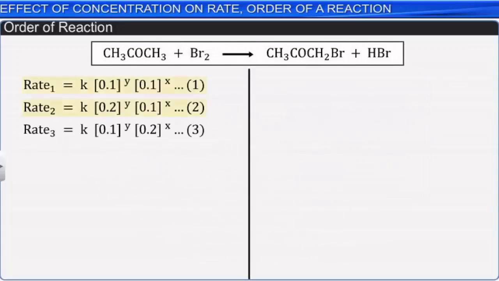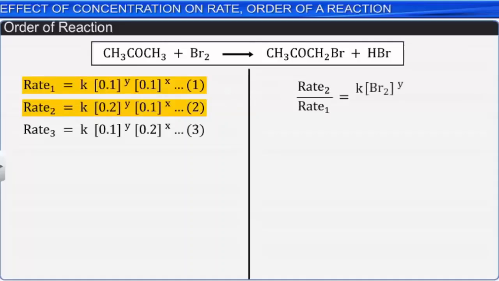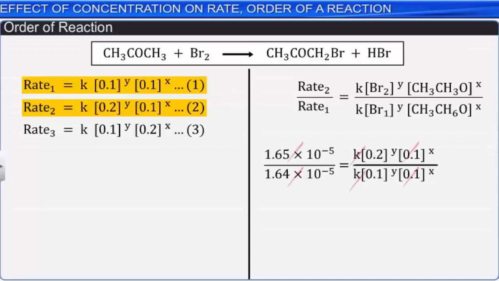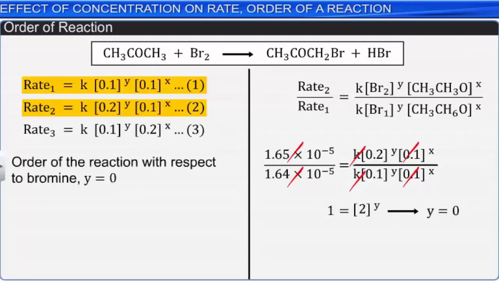Dividing equation 2 by 1, we get rate 2 by rate 1 is equal to K multiplied by the concentration of bromine in experiment 2 to the power y multiplied by the concentration of acetone to the power x, divided by K multiplied by the concentration of bromine in experiment 1 to the power y multiplied by the concentration of acetone in experiment 1 to the power x. On solving for y, we get y is equal to 0. Therefore, the order of the reaction with respect to bromine is 0.